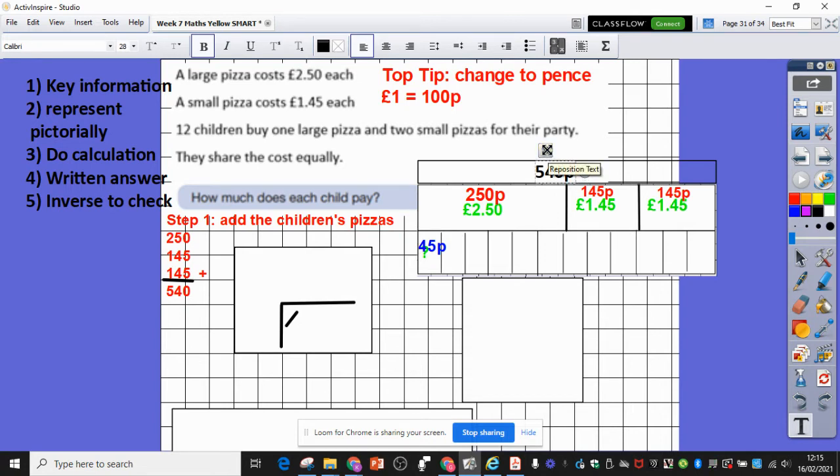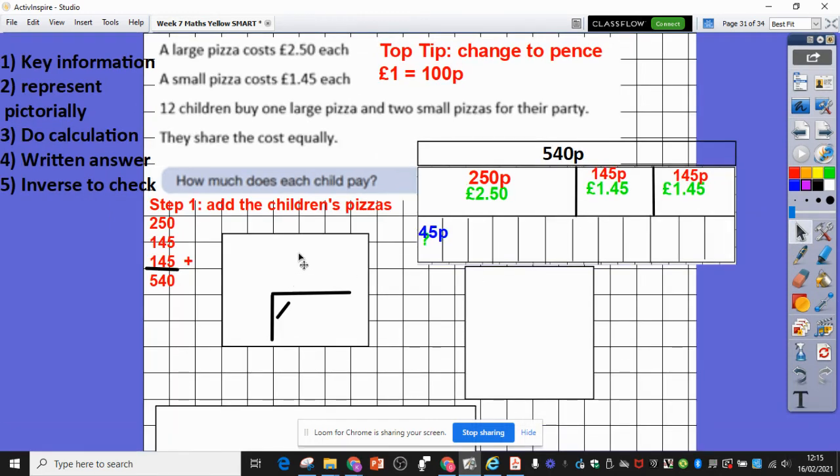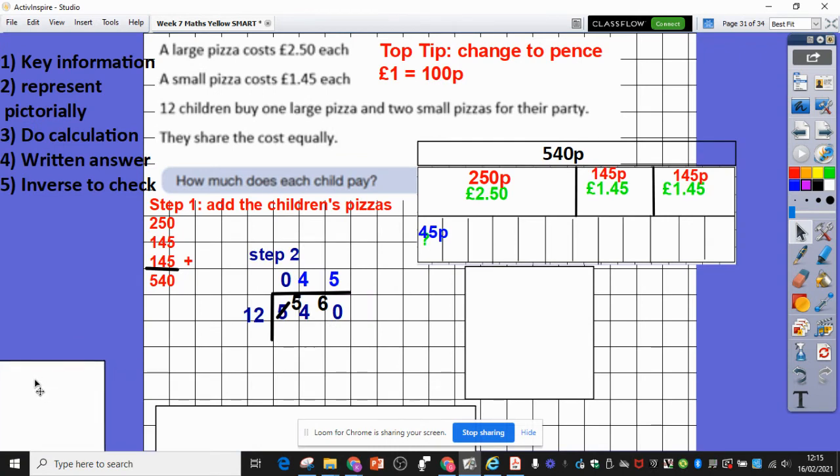So now we have to find out how much does each child pay. So we're sharing that 540 pence 12 ways. So I do that by doing my formal division method. So this is step 2. You've done step 1 by finding out the total cost.